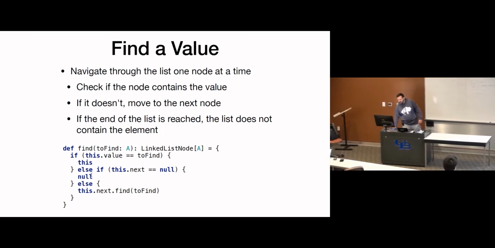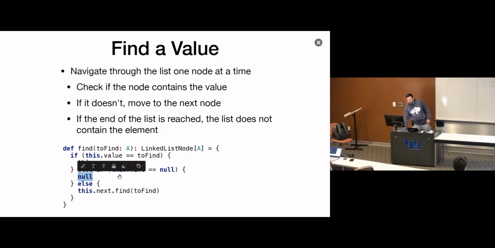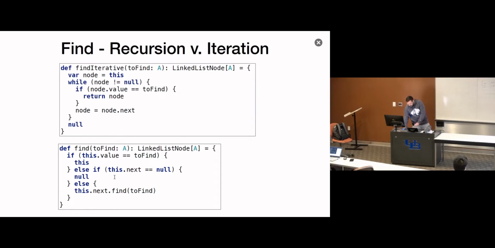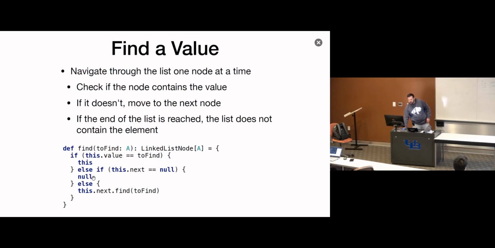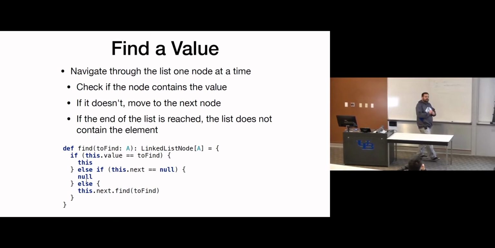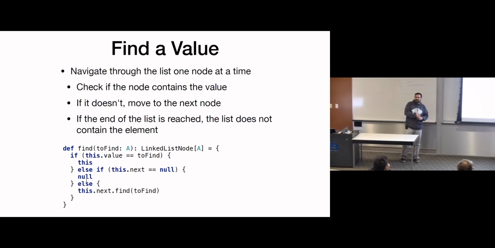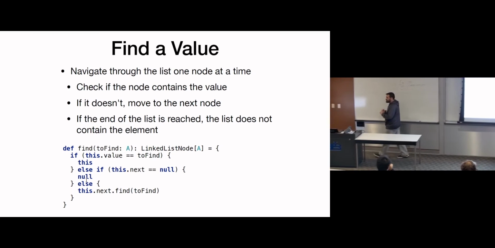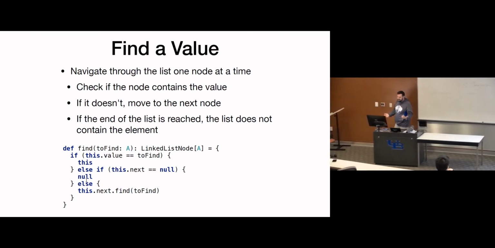All right, so if we're at the end of the list, return null. If we get to this check, this conditional, it means we already checked this dot value and it wasn't the element we're looking for. So if this dot value isn't what we're looking for and we're at the end of the list, return null. So those are our two base cases. Either we found the element we're looking for, or we didn't find it and we've reached the end of the list. Then return null. This element is not in the list.